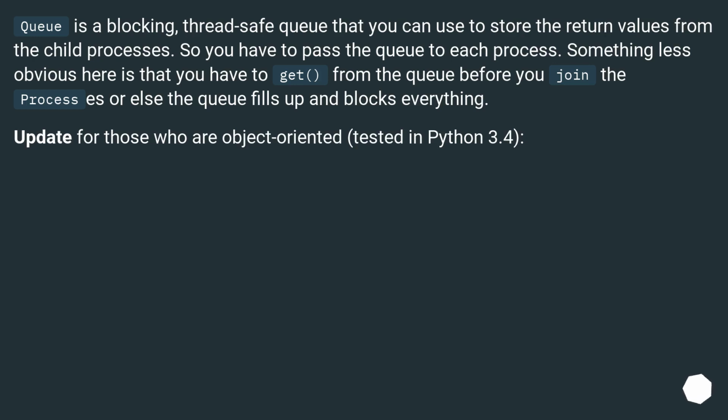Q is a blocking, thread-safe queue that you can use to store the return values from the child processes. So you have to pass the queue to each process. Something less obvious here is that you have to get from the queue before you join the processes, or else the queue fills up and blocks everything.